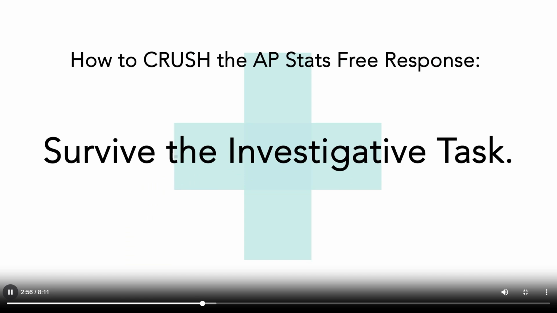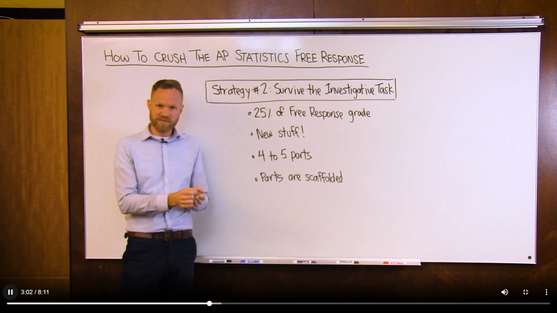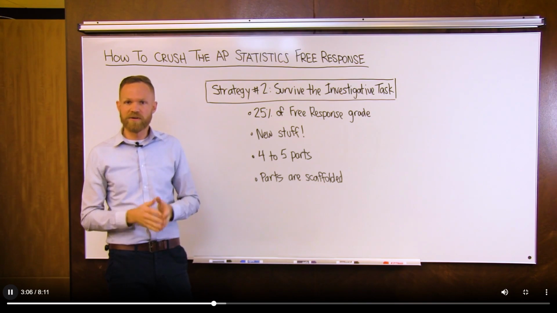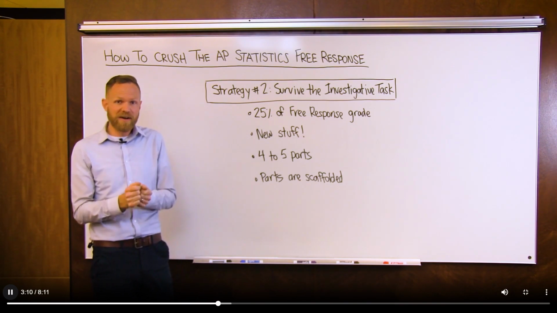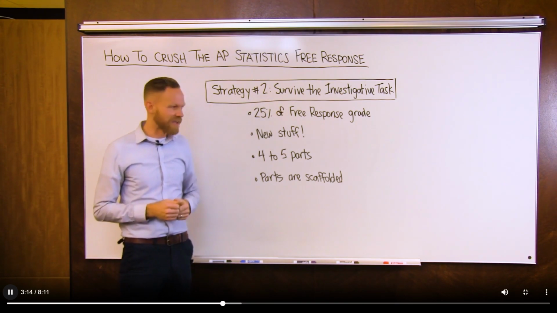The investigative task will always be question number 6 on the free response, and it is definitely written to be a challenging question, which means that you don't have to get a 4 out of 4 in order to do well on this one. But if you can get a 1 or a 2 or better, you're going to be doing well. So we say that you need to survive the investigative task.